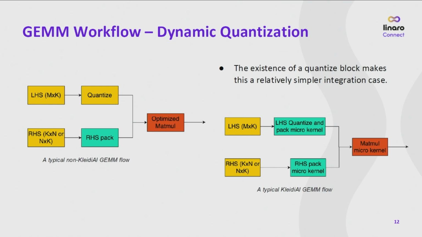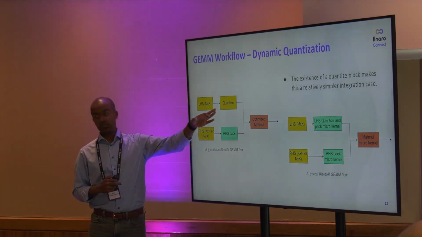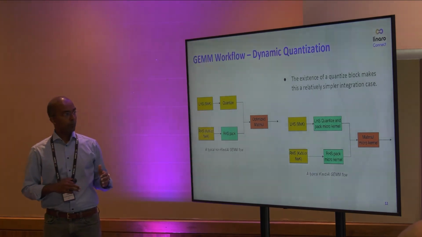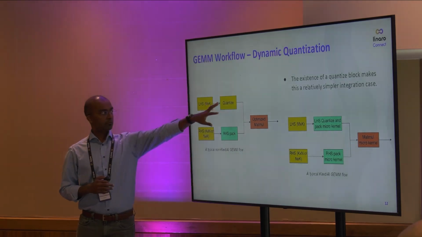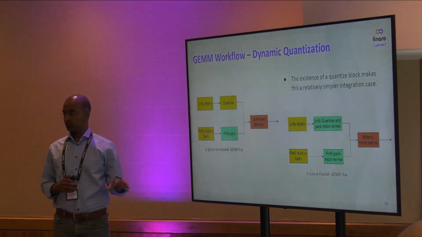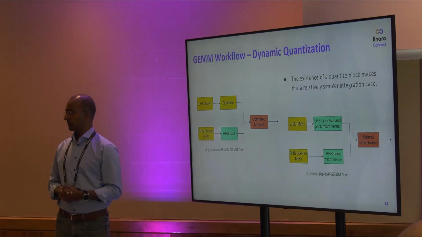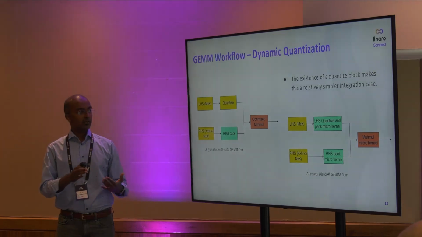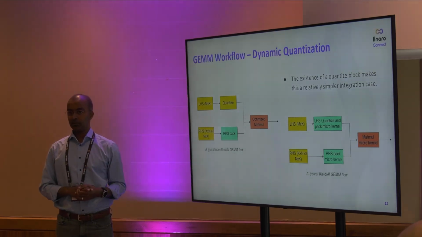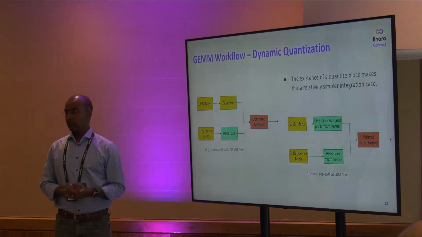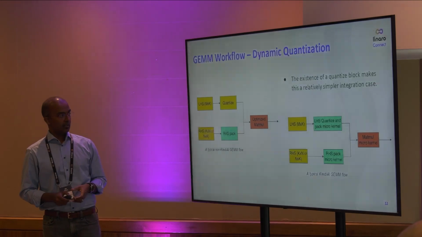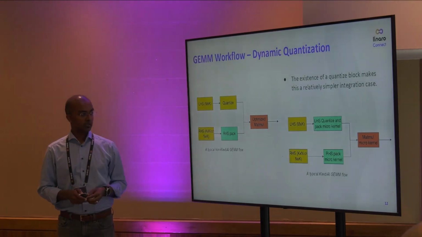Take the case of dynamic input quantization, where you already have a box which does the quantization of the left-hand side before the matrix multiplication is done. In that case, you can just take out the existing quantization part and plug in the quantize-and-pack part, because it's not a change in the flow and you're not adding anything new. You can think of it as just swapping one box with another. So the integration effort varies. That's the takeaway here. Now, we have talked about packing, quantize, and all that.